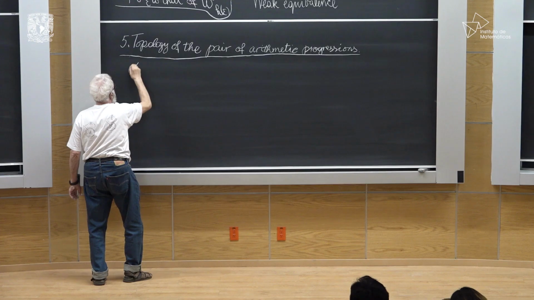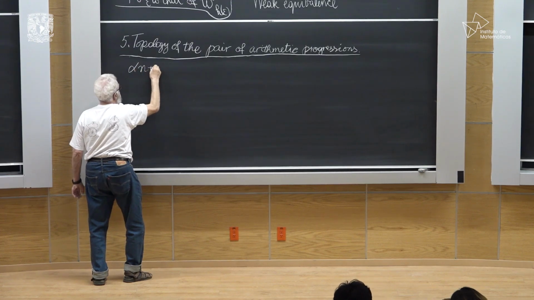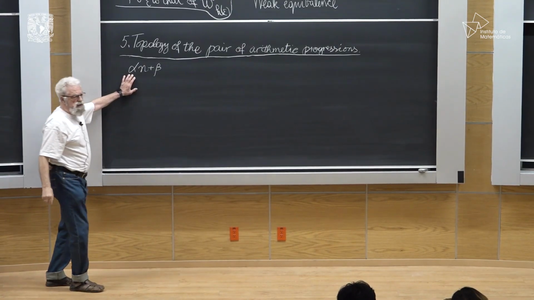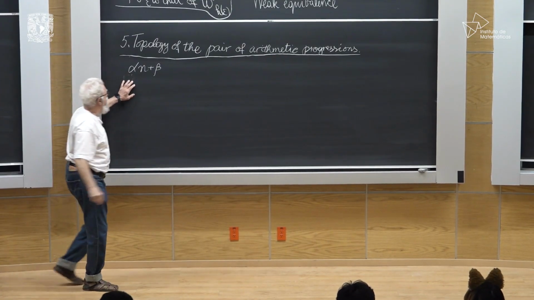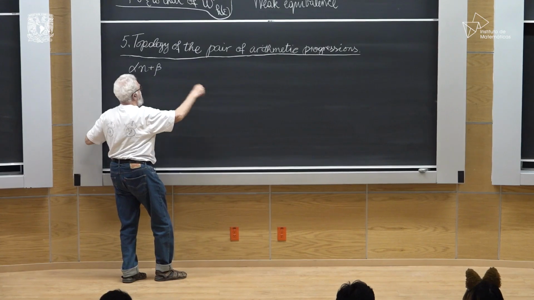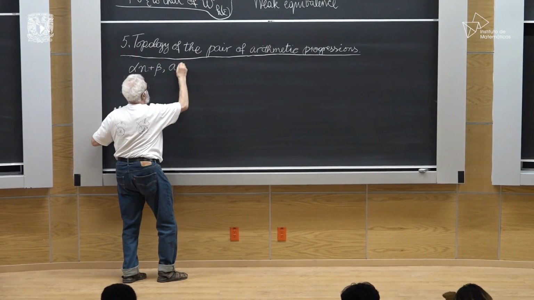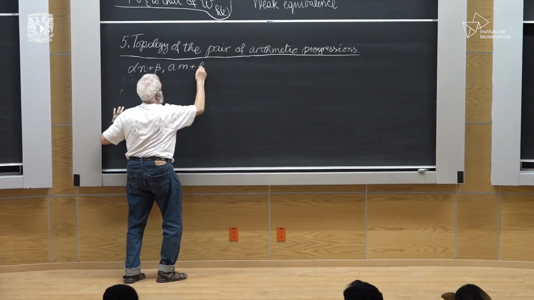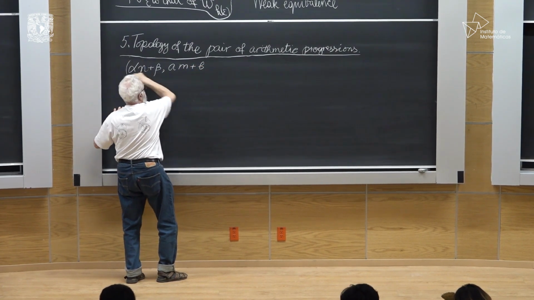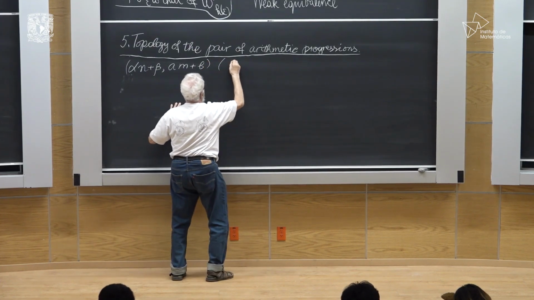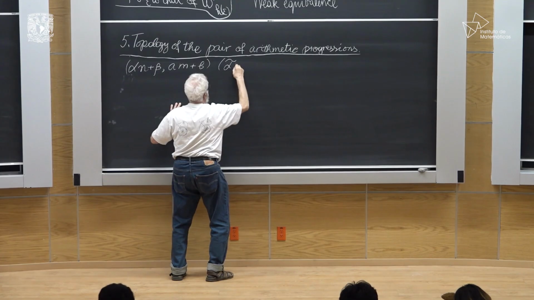Consider two arithmetic progressions. All the coefficients will be positive. So all the arithmetic progressions will tend to plus infinity. This is one couple of arithmetic progressions. And this is another couple, the same with tilde.